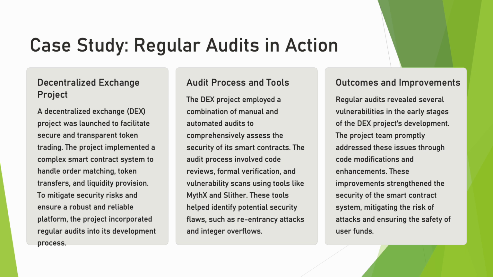Audit processes and tools. The DEX project employed a combination of manual and automated audits to comprehensively assess the security of its smart contract. The audit process involved code reviews, formal verification, and vulnerability scans using tools like Mythril and Slither. These tools help identify potential security flaws such as reentrancy attacks and integer overflow.